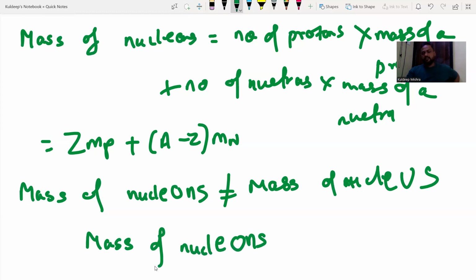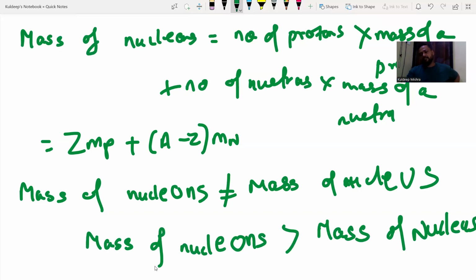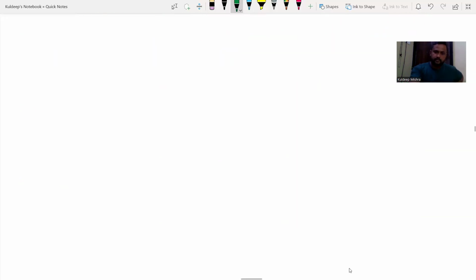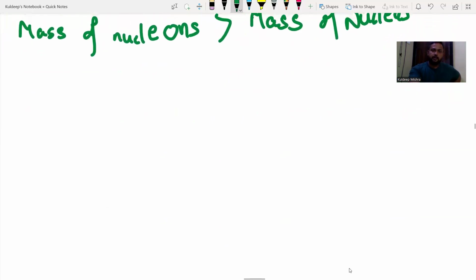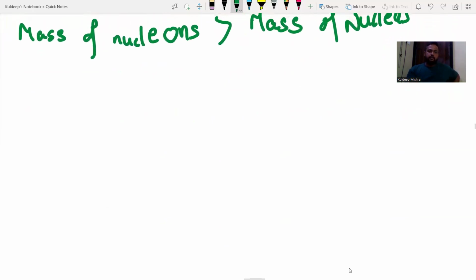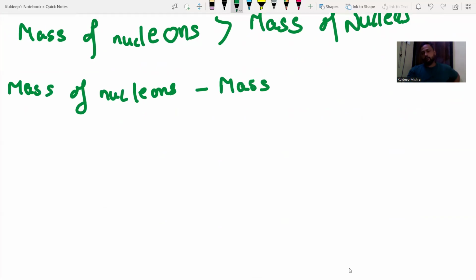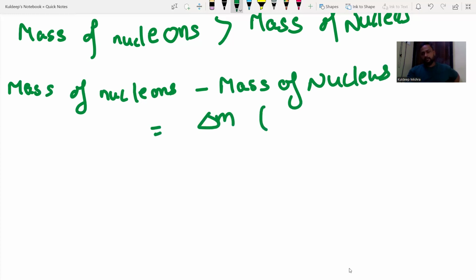The mass of nucleons is greater than the mass of the nucleus. So where did this mass disappear when the nucleons were forming the nucleus? The difference between the mass of nucleons and the mass of the nucleus, mass of nucleons minus mass of nucleus, is called mass defect, delta M.